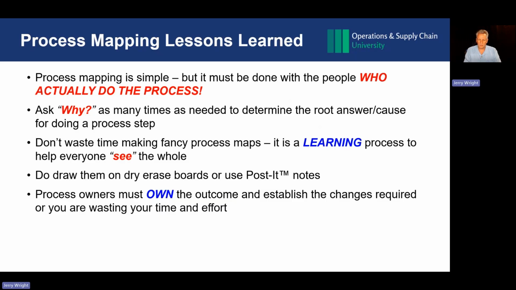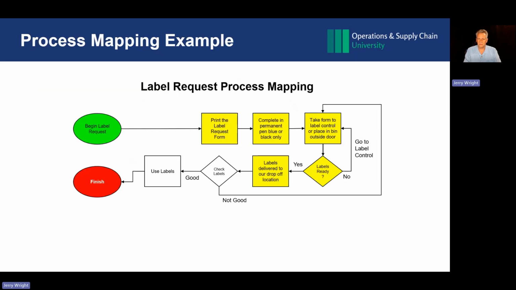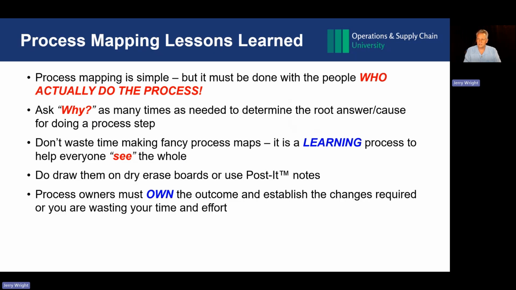Now, once you've got the map up, we ask why as many times as needed. So we're back to our 5 whys to determine, do we really need this step or not? Let me back up. Do we really need to print the label request form? Can't we just actually send a message and then they print it for us and deliver it? So again, that'd be an example. So ask why on every step and see if you can eliminate that step. Don't waste time making fancy process maps. Process mapping is a learning process to help everybody see the whole process as it actually is done today. I say do them on dry erase boards, use Post-it notes because then you can move the Post-it notes around or take them off. And then you can erase arrows if you're on a dry erase board.